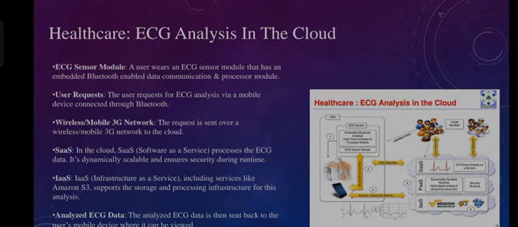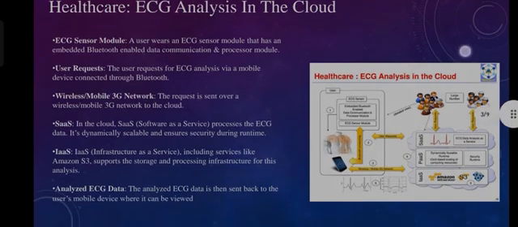From the diagram we can see the ECG sensor module, where the user wears an ECG sensor module that has an embedded Bluetooth enabled data communication and processor module. Then second, user request. The user requests ECG analysis via a mobile device connected through Bluetooth. Next, wireless or mobile 3G network. The request is sent over a wireless 3G network to the cloud.